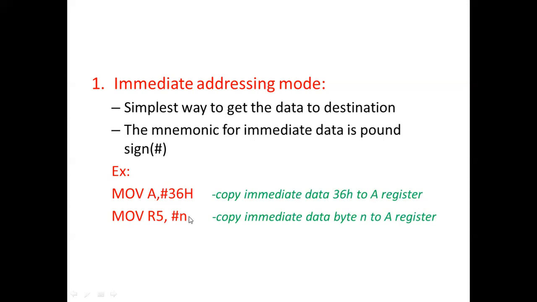Another example is MOV R5, #n. It means the immediate data byte n is copied to the register R5. Here the hash represents that it is immediate data. It is not the address. #36H itself is the data which has to be copied to the accumulator.